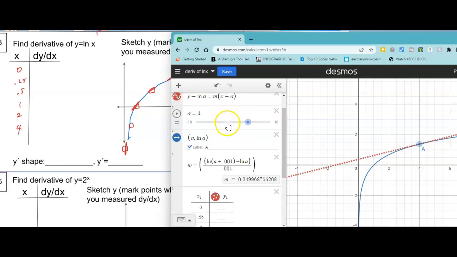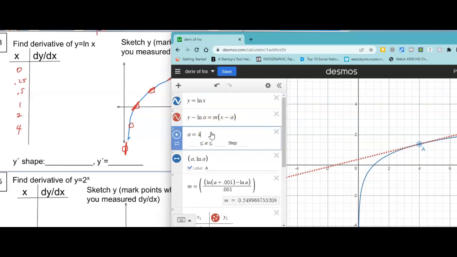So if we put in x equals 0, we'll see that the derivative is infinity. Okay, and at 0.25, the derivative is 4.